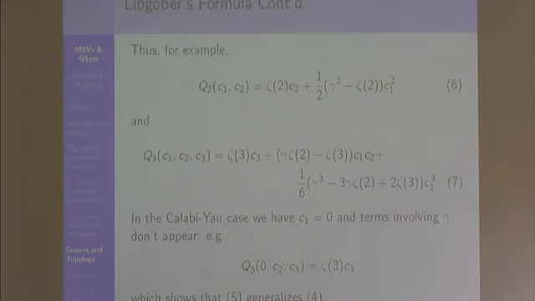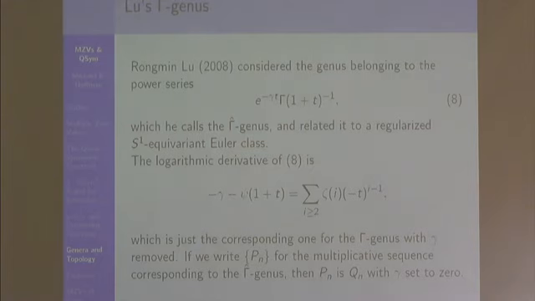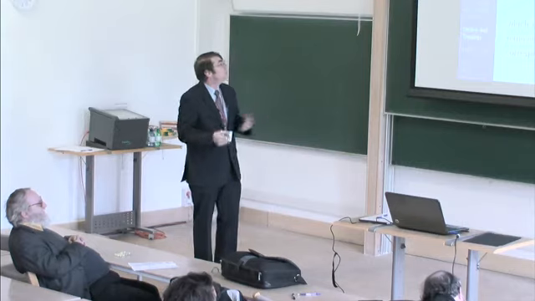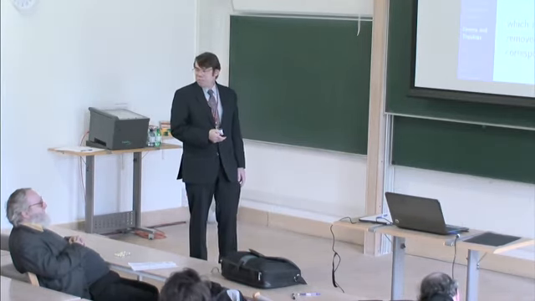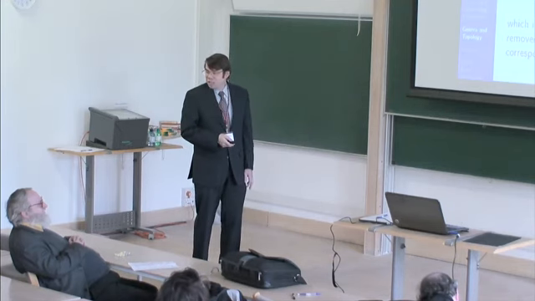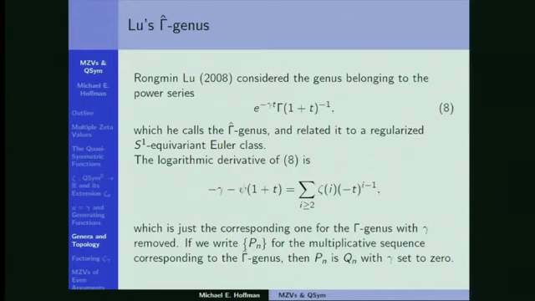All right, so now fast forward 10 years or so, and Rongmin Lu actually wound up considering the genus corresponding to this power series, which he called the gamma hat genus, and related to what he called the regularized S1 equivariant Euler class, which is some kind of infinite dimensional normal bundle or something like that. The point is, a context that apparently had nothing to do with the mirror symmetry of Libgober's construction, but it's the same sort of thing.